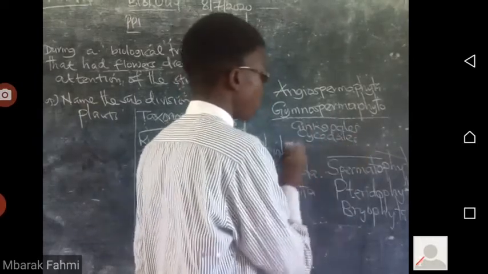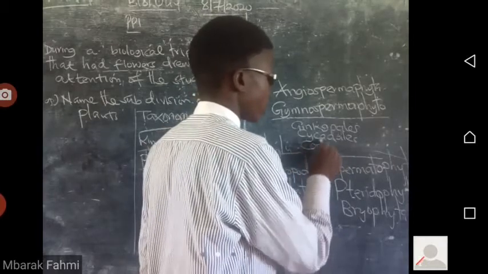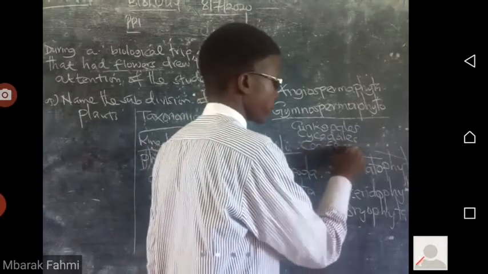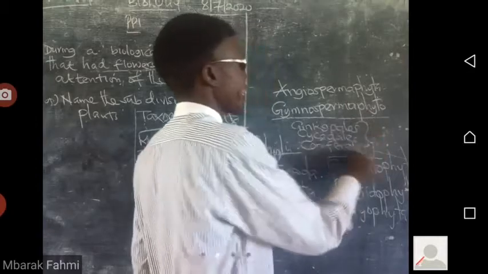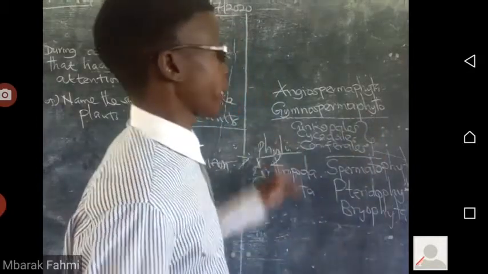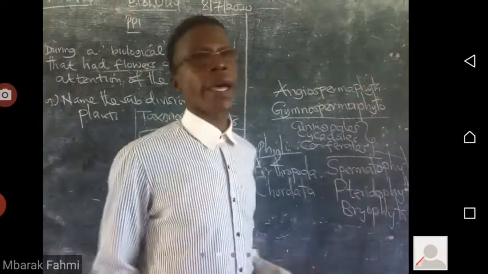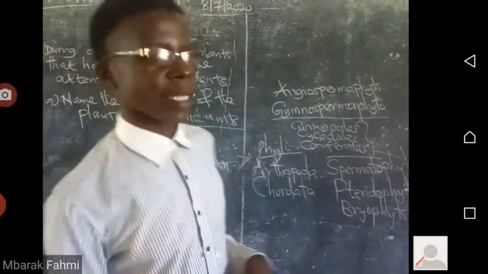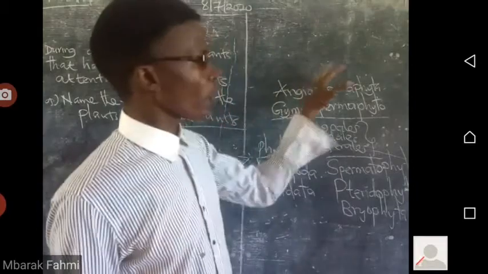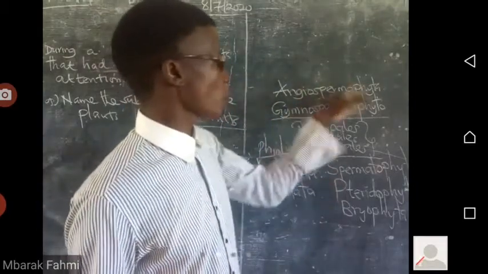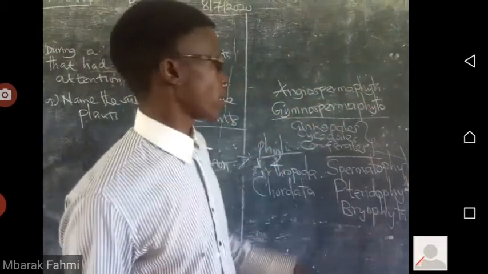We have what you call the coniferales. So these are the three classes under the gymnospermophyta: ginkgoales, cycadales, and coniferales. Three classes. So that is some of the difference you are supposed to know about the angiospermophyta and the gymnospermophyta.